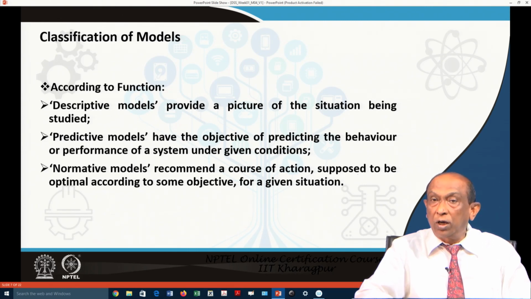So, descriptive models provide a picture of the situation being studied. Predictive models predict the behavior or performance of the system under consideration, and normative models recommend the optimal course of action given the situation with a clearly specified objective.